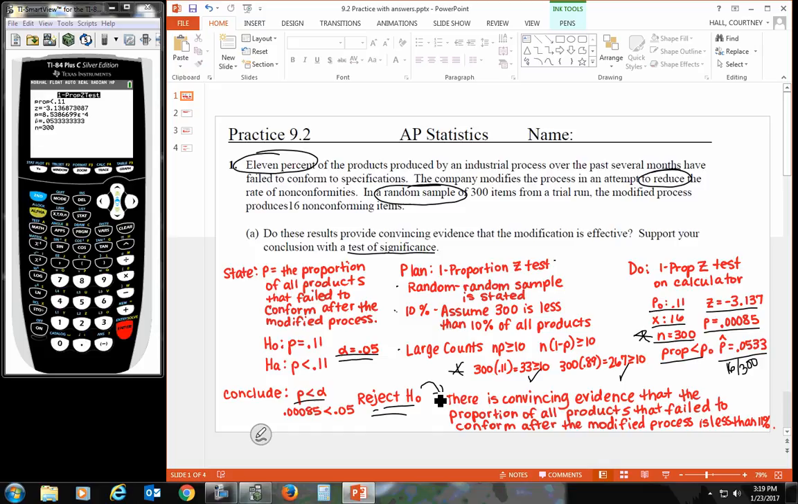We need to then go and write it in context of what that actually means. So if we're rejecting the null, then we have convincing evidence for the alternative. So I say there is convincing evidence that the proportion of all products that fail to conform after the modified process is actually less than 11%. We have convincing evidence that the alternative may be true, so we have convincing evidence that the proportion is actually less than 11%.